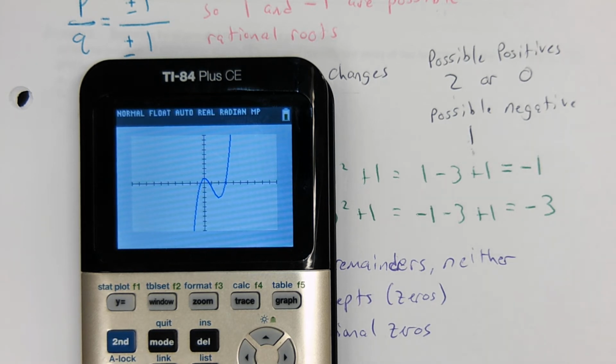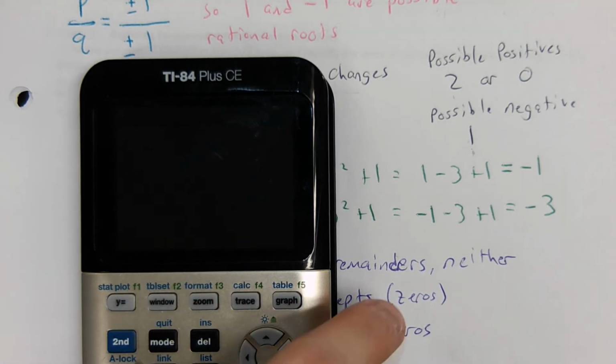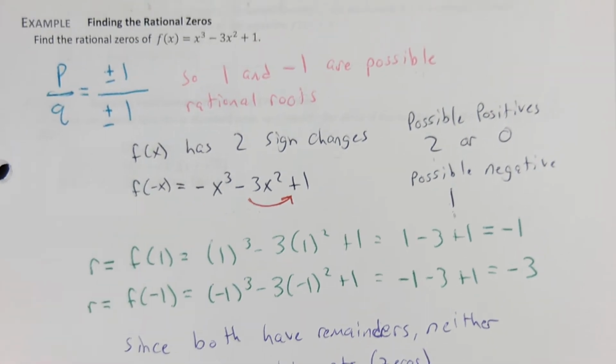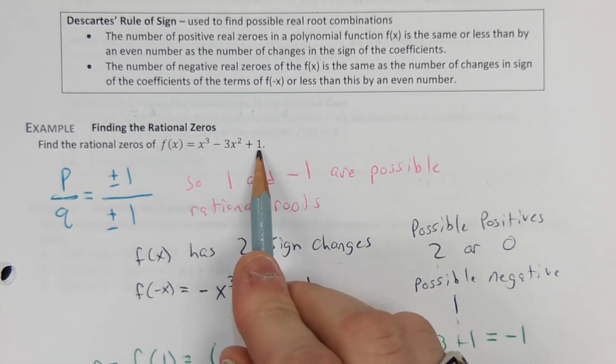Yes? No? Maybe so? Yeah, Damien, what's up? For the P and Q thing, where'd you get the ones? The P and the Q thing. Okay, let me go ahead and clear this off. P is going to represent all of the integer factors of this number at the end.